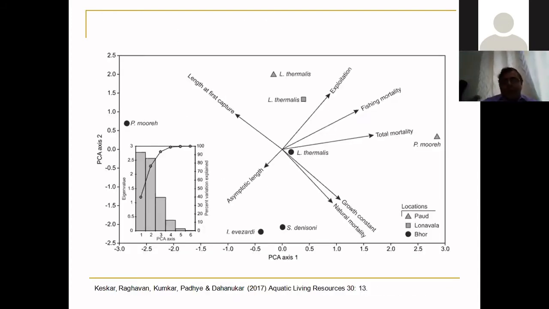Now there is one problem. I told you that principal component analysis will first find the maximum variation in the data, then the second component will look at the second maximum variation in the data, the third component will look at the third maximum variation in the data, and so on and so forth.